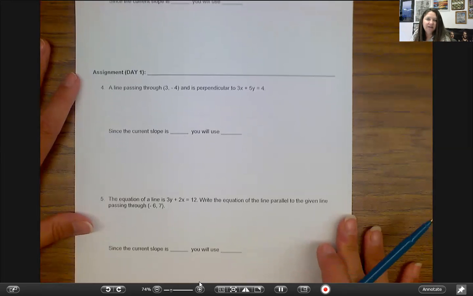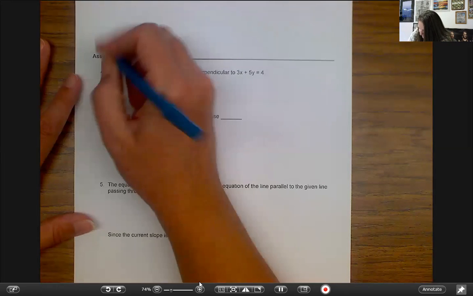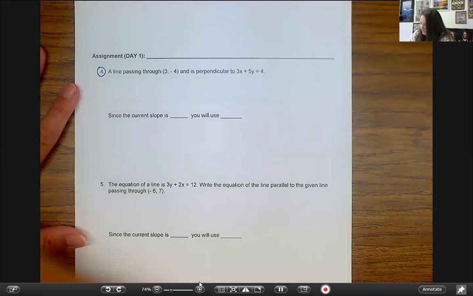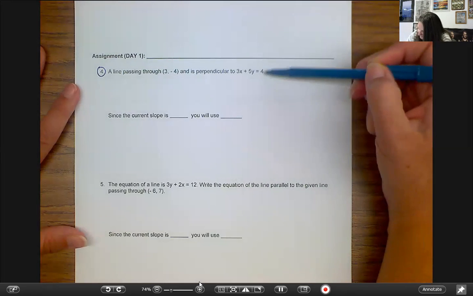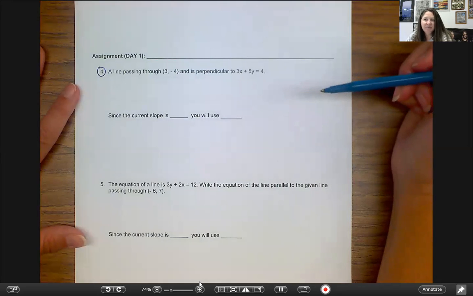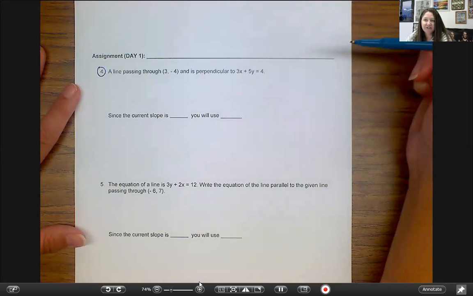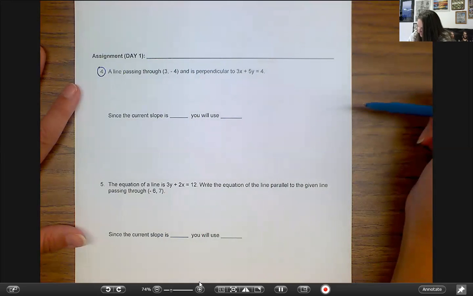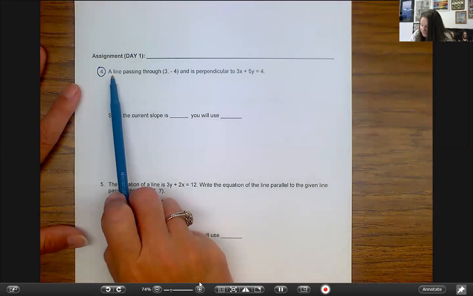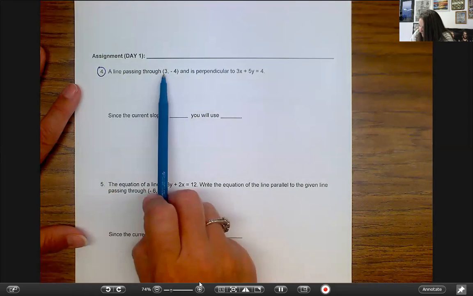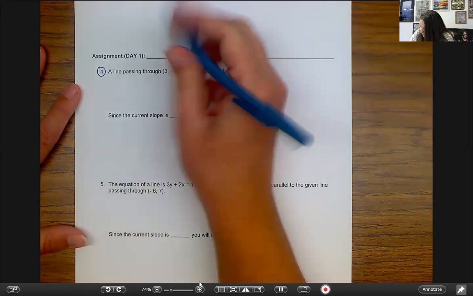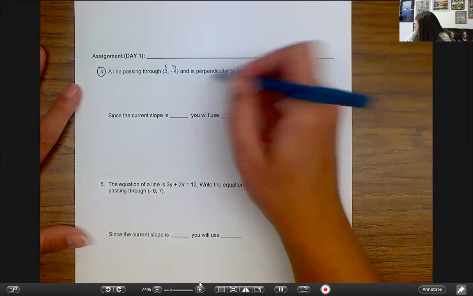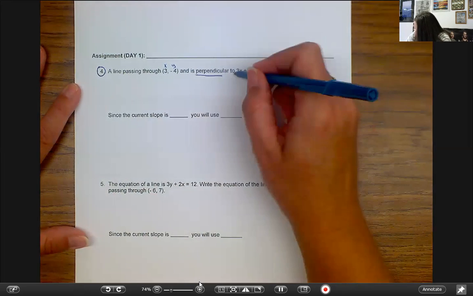All right, then let's go ahead and take this a step further, just giving us an equation that's in standard form. Keep in mind, anytime you're given an equation in standard form, you can always convert it to slope-intercept to make that work. So we want to find the equation of a line that passes through (3, -4). Those would then be my values for x and y, and perpendicular to this equation.